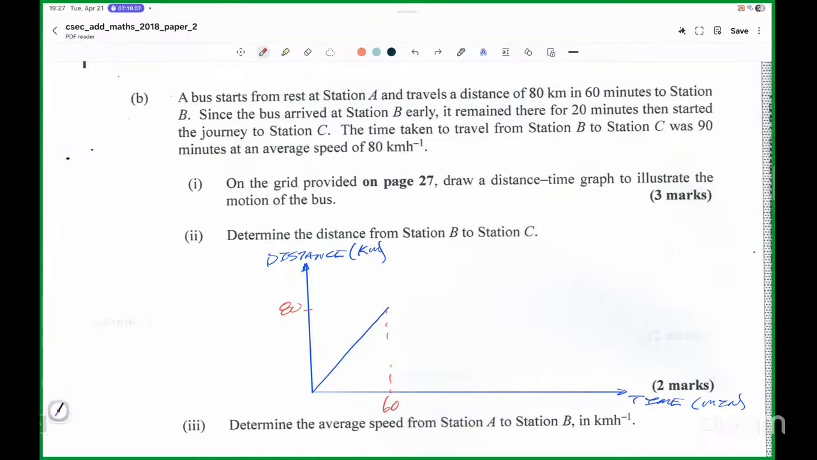Right? Next one says, and then travel to station B. So every point on this line is station A. Remember, a distance time graph shows distance from 1 point only. It shows where the object is from 1 point. So once you're on this line, you're at A, where the distance is 0. Once you're on this line, you're at B, where the distance is 80. So up at B. See that? Once you're on this line, you're at B.